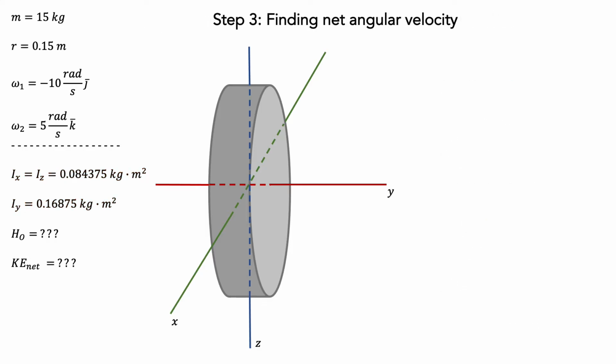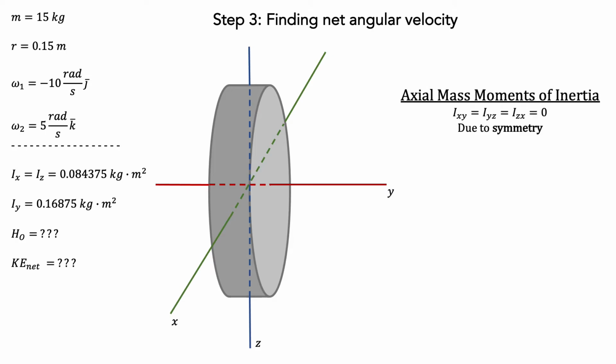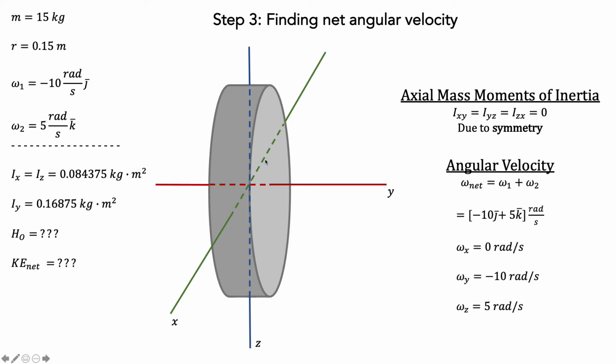Now we're going to find the net angular velocity. Since this disk is perfectly symmetrical about all three axes, we can assume that all of the axial mass moments of inertia are zero, since all the axes pass through the center of mass. This makes finding the net angular velocity so much easier, since we can just ignore the moments of inertia and add up the omega values we were given.